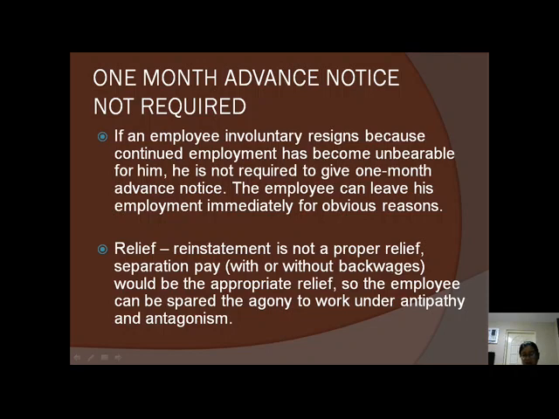So reinstatement is actually the situation wherein an employee will be asked to report back to work, no? So that's reinstatement. However, in this particular circumstance that the employee involuntarily resigned because of those unfavorable circumstances, the relief that the employee will have is a separation pay. Okay, so in other words, the employee will be paid a separation pay if the employee involuntarily resigned.